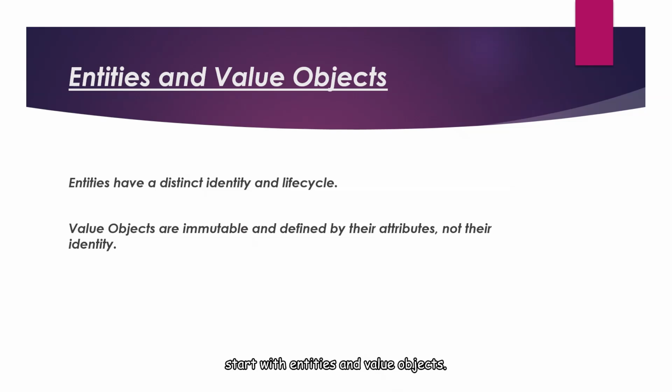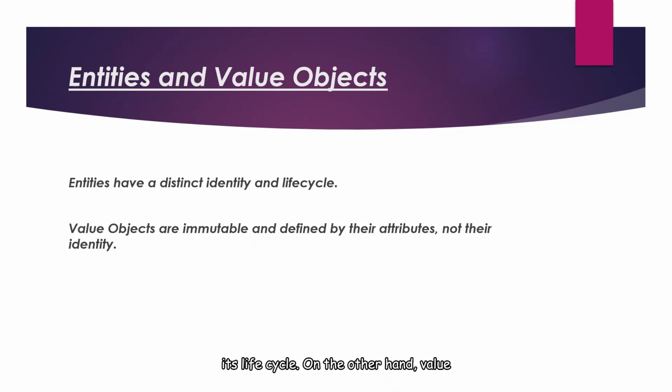Let's start with entities and value objects. These are foundational concepts in DDD. Entities are objects that have a distinct identity, which means they can be tracked and persisted over time. They have a life cycle and their identity remains consistent even if other attributes change. For instance, consider an order entity in an e-commerce system. The order has an ID that uniquely identifies it throughout its life cycle.